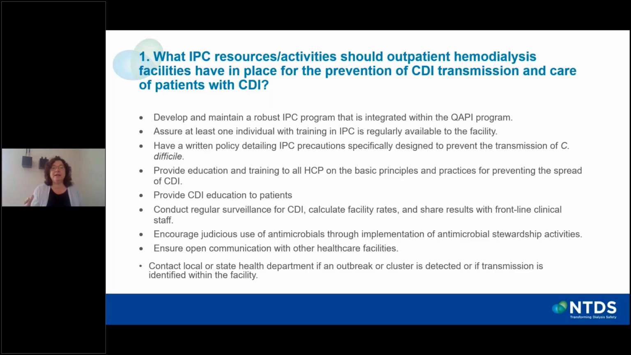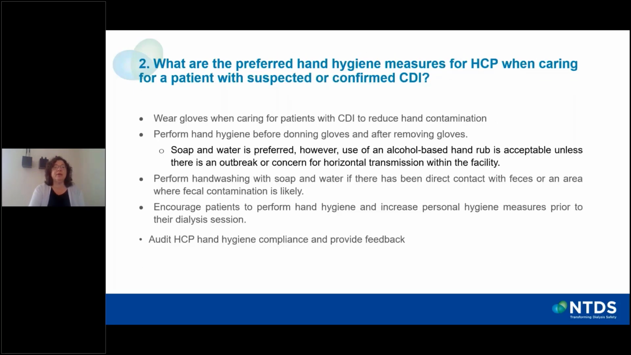So in other words, during the transfer of a patient, either from the hospital back to the unit, there should be communication. Or if you have a patient in the unit that goes to a nursing home, for example, there should be open communication that this patient has C. diff and diarrhea. And lastly, you should contact your local or state health department if an outbreak or a cluster is detected, or if transmission is identified within the facility. So again, if you have one patient 1 week and the next week you see 2 patients, this should raise an alarm that there may be some cross-transmission within your unit.